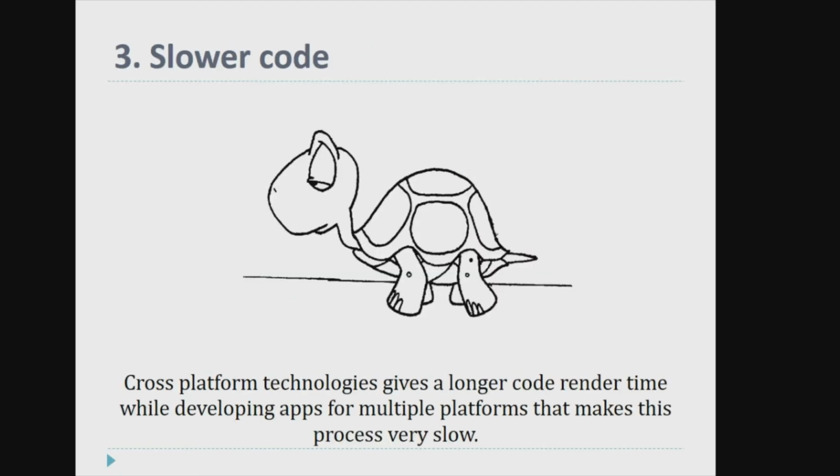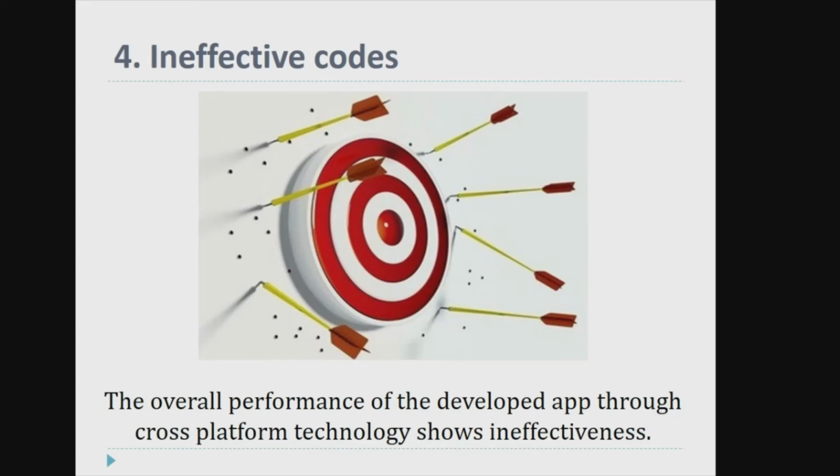Okay, slower code. Cross-platform technology gives a slower code render time while developing applications for multiple platforms. It means the process is slower compared to when we develop using the native platform. Okay, and ineffective code: the overall performance of the application developed through cross-platform technology shows ineffectiveness.